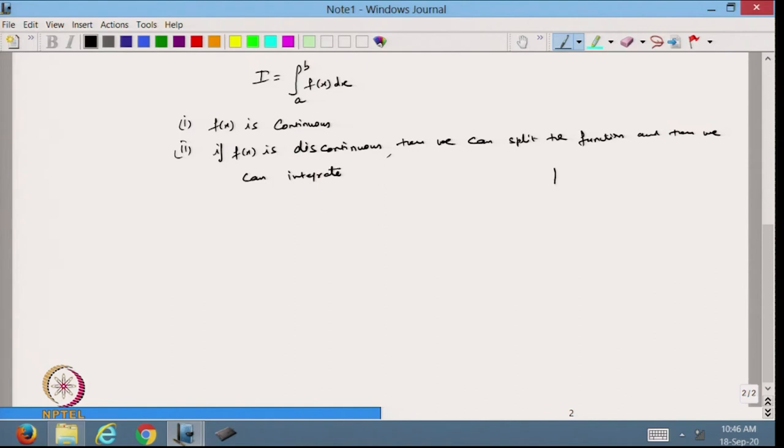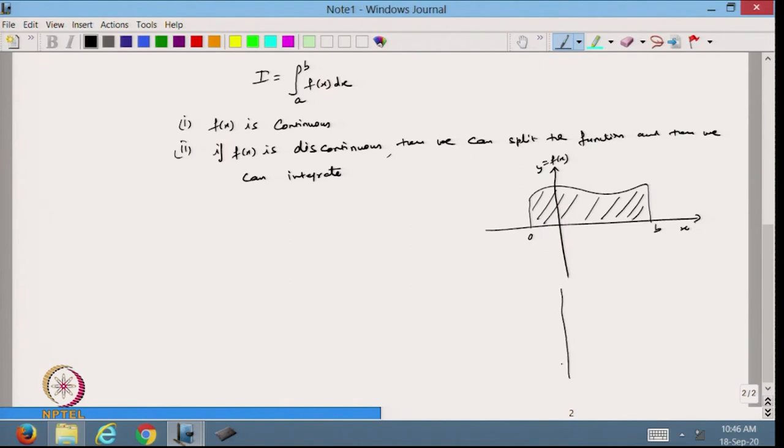For example, suppose I have a function like this one. This is my x axis and this is my y axis, so y is equal to f(x). Now, suppose my function is a continuous function, and this is my a and this is my b. I want to integrate this function. I know that I can integrate and I will find the area under this curve. That is the integration I am going to have. This is the first case.